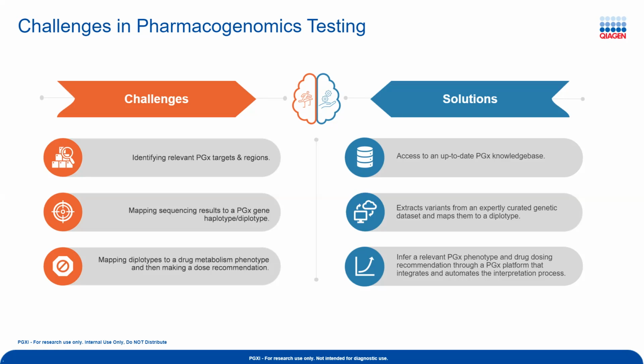But to address those challenges, you need access to an up-to-date knowledge base. You want to look at variants from expertly curated genetic datasets and map them to a diplotype, and of course, infer the PGX phenotype and drug dosing recommendation through a platform that integrates and automates that complete process to remove any manual work required.